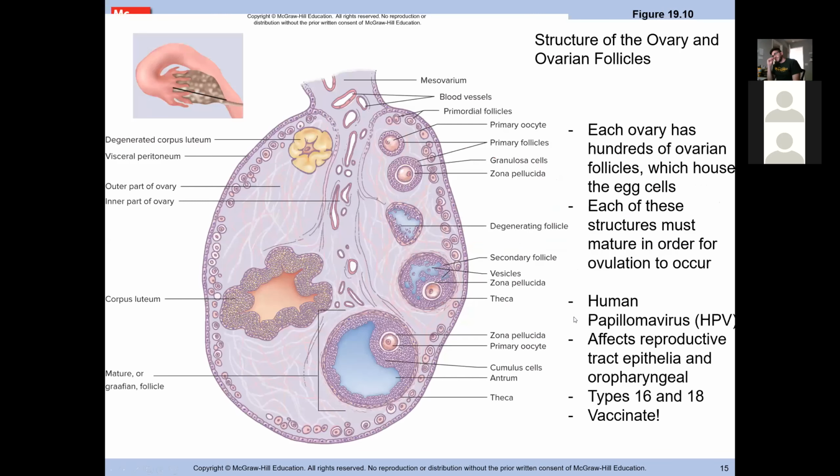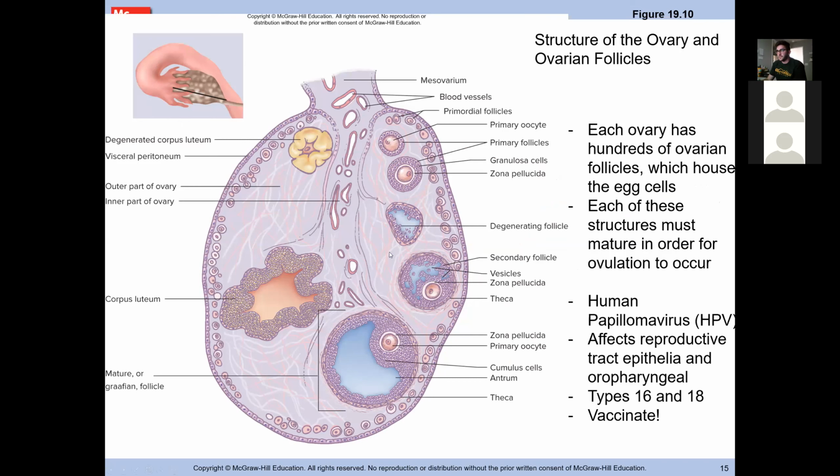Okay, so here we've got a cross section through an ovary that shows a lot of things going on here, right? This is showing us that all around the outside we have all of these little primordial follicles, okay? And each of these follicles will eventually mature into an ovum or an egg cell. But in order to do that, they have to undergo mitosis and meiosis.